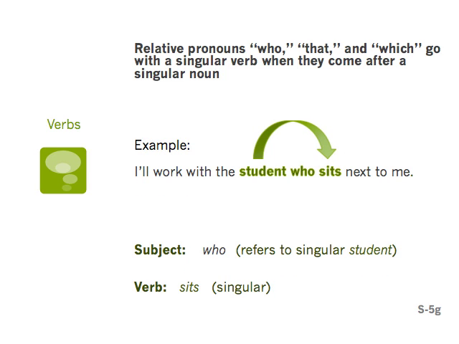The relative pronouns take a singular verb when they come after a singular noun, as in this example. I'll work with the student who sits next to me. The singular subject student goes with the singular verb sits.